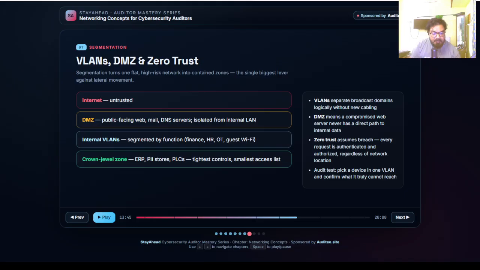And zero trust flips the model entirely. It assumes breach, so every single request gets authenticated and authorized regardless of where it originates on the network. Here's a test you can run in the field. Pick any device in one VLAN and confirm concretely what it truly cannot reach. If nobody can answer that question with confidence, that's your finding.